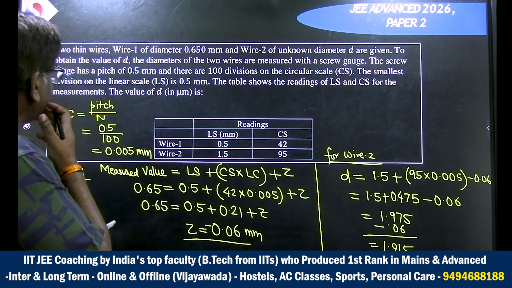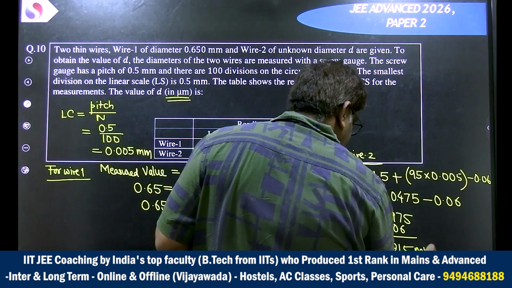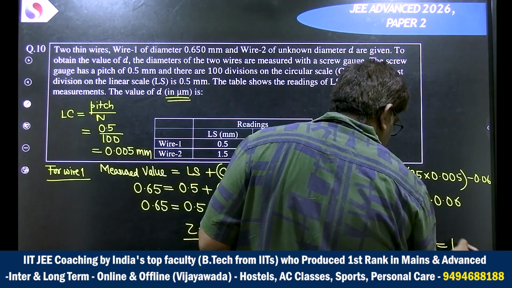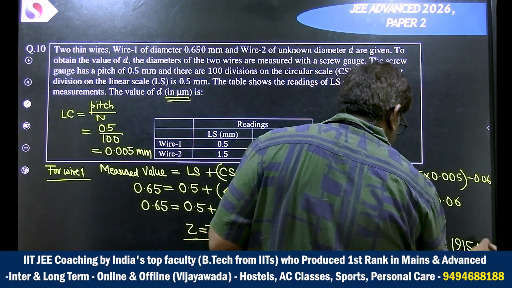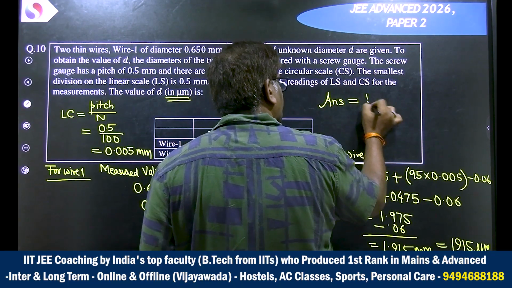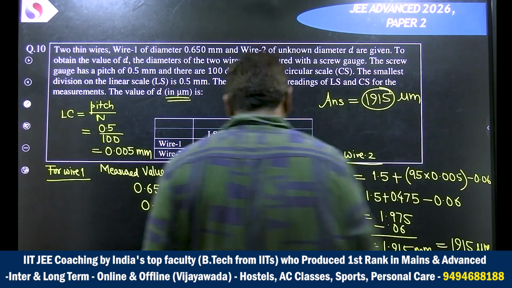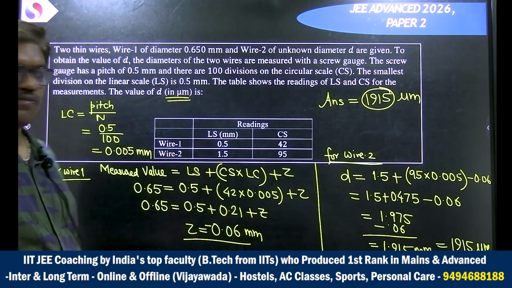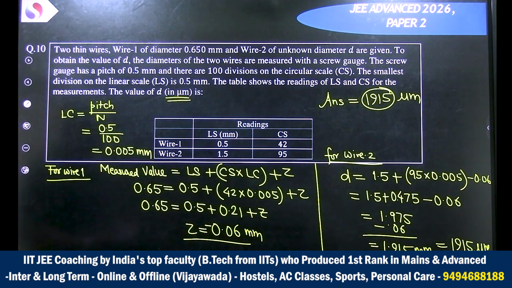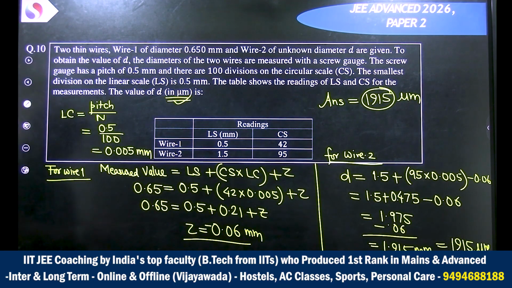But if you see here, they are asking in micrometer. This is coming in mm. So in micrometer, I can write this as 1915 micrometer. That means the correct answer for this question is 1915 micrometer. That will be the answer because clearly they are asking in micrometer. Let's move to the next one now.